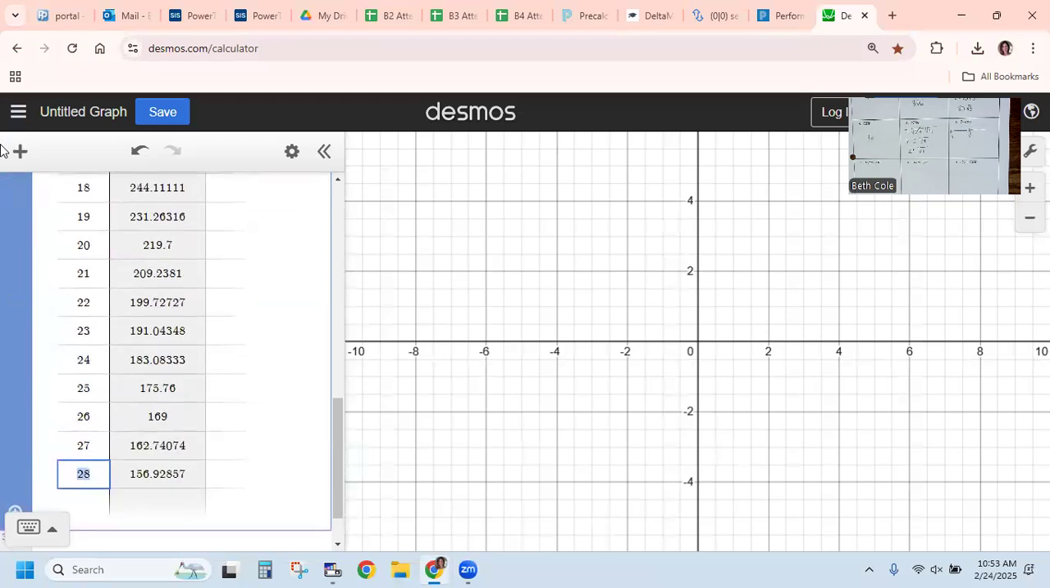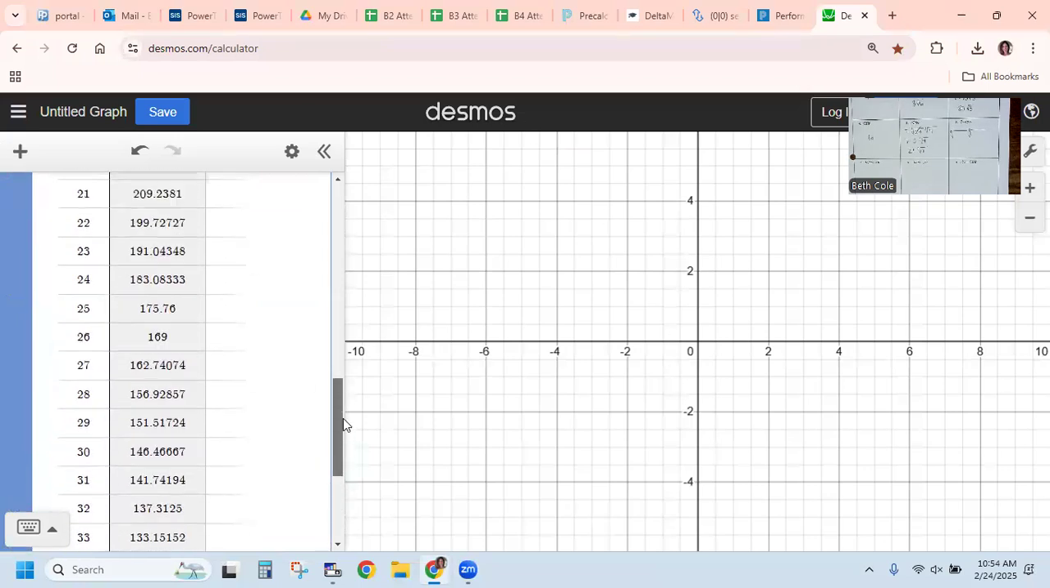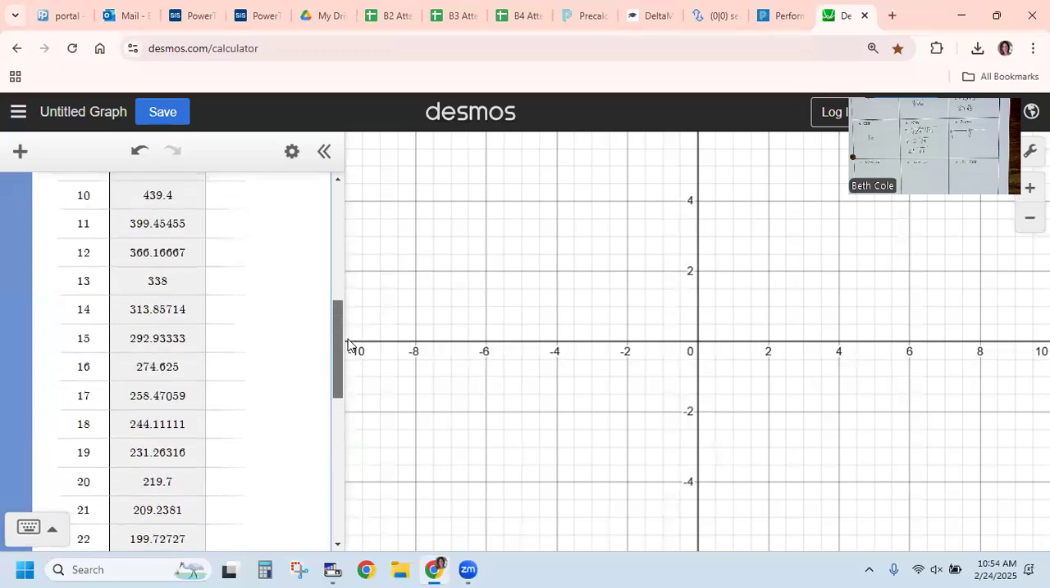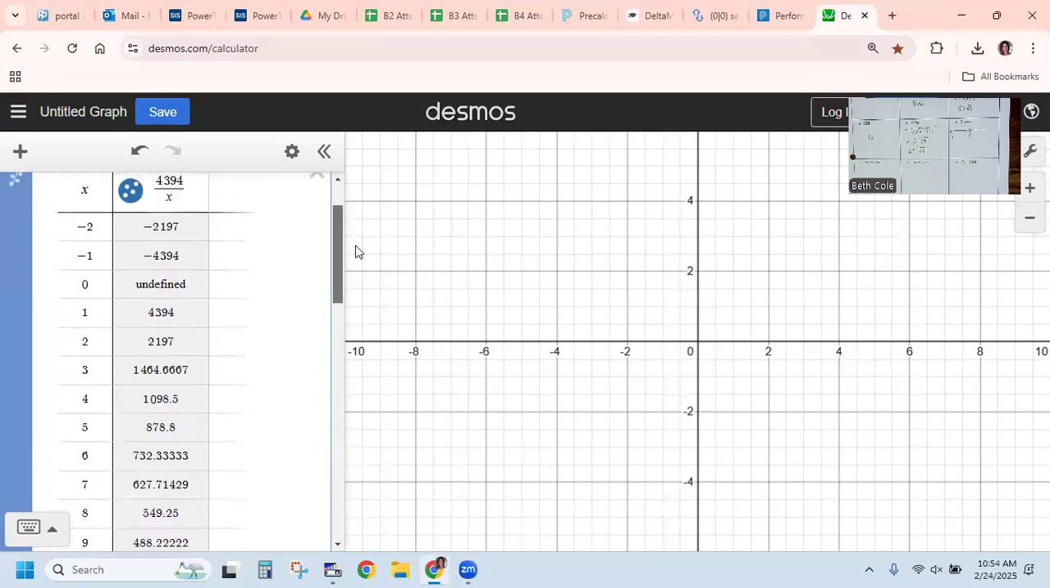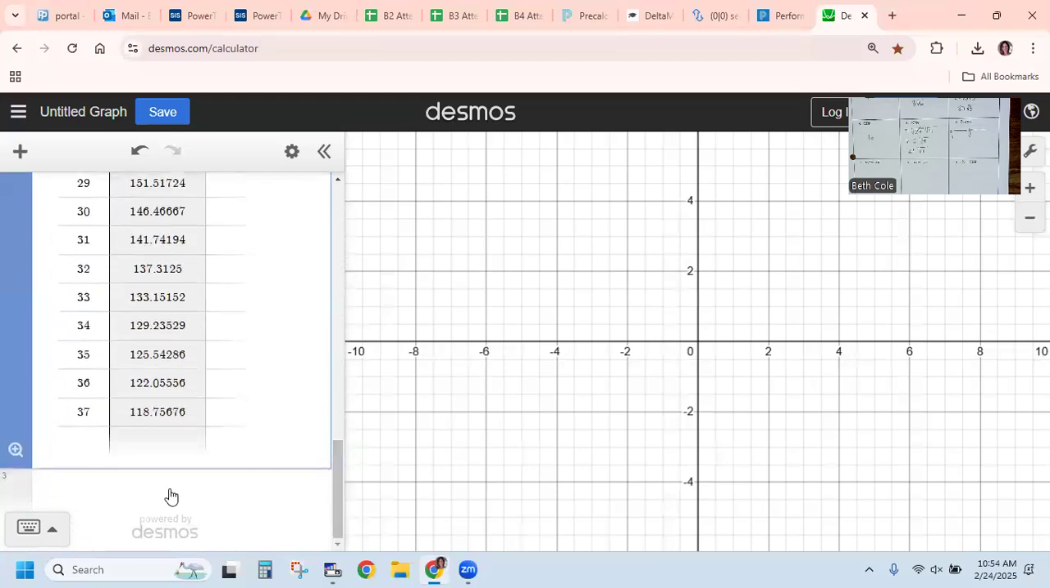I don't see it. Wait, was it a square root or a cube root? I guess. Does anyone see it? I wonder if it's this 2,197. Let's see. Let's see if I'm right.